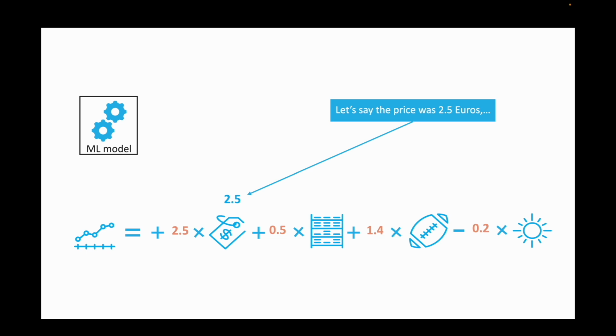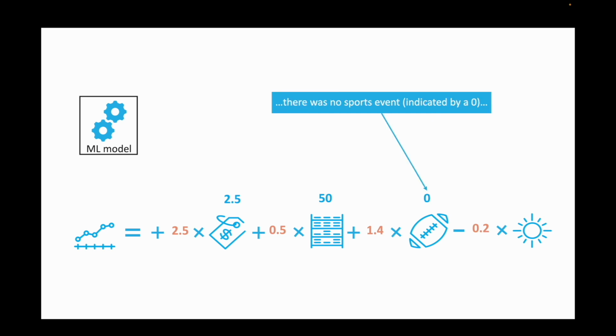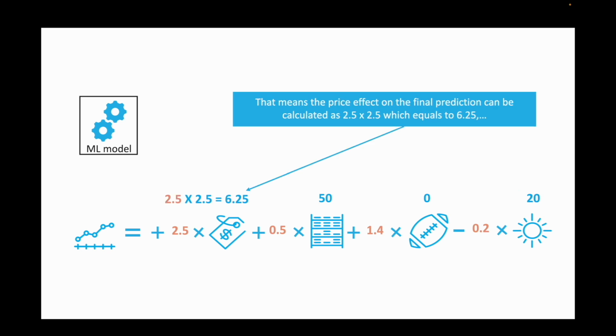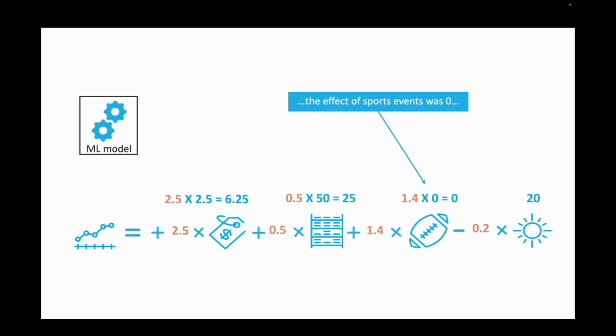Let's say the price was 2.5 euros. The inventory level was 50 pieces. There was no sports event, indicated by a 0, and the temperature was 20 degrees Celsius. That means the price effect on the final prediction can be calculated as 2.5 times 2.5, which equals 6.25. The effect of inventory was 25. The effect of sports events was 0, and the effect of temperature was -4.